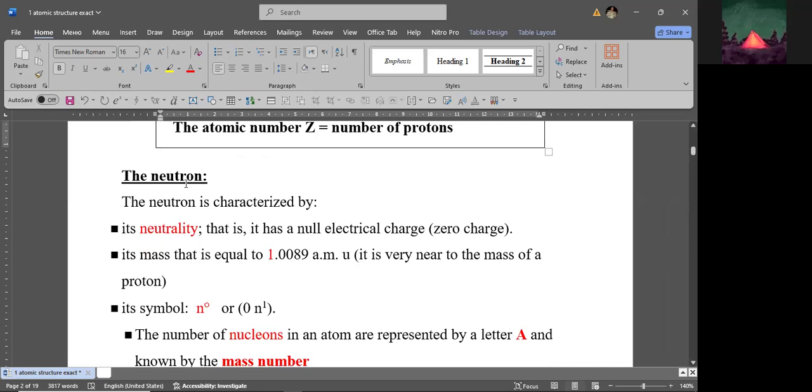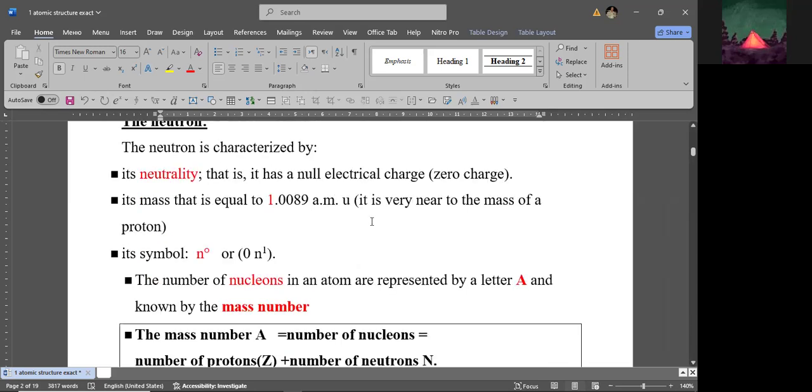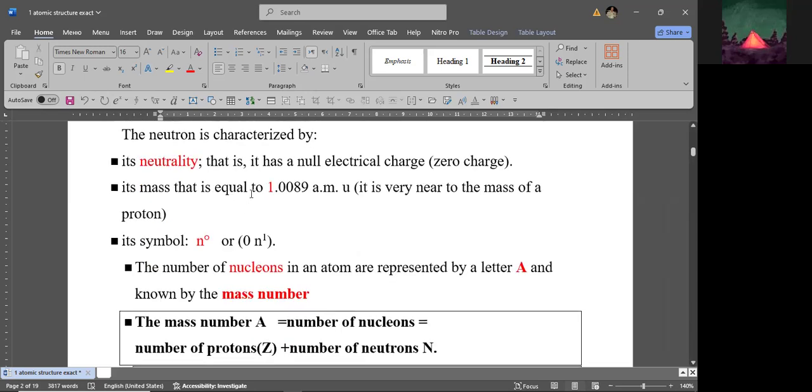Next, the neutron. The neutron is characterized by its neutrality. It's neither positive nor negative. It's zero charge, neutral. It has a non-electrical charge, zero charge. Its mass is about the same mass as one proton. It's 1.0089. Very small difference between proton mass and neutron mass. We can consider that it is about 1 AMU.